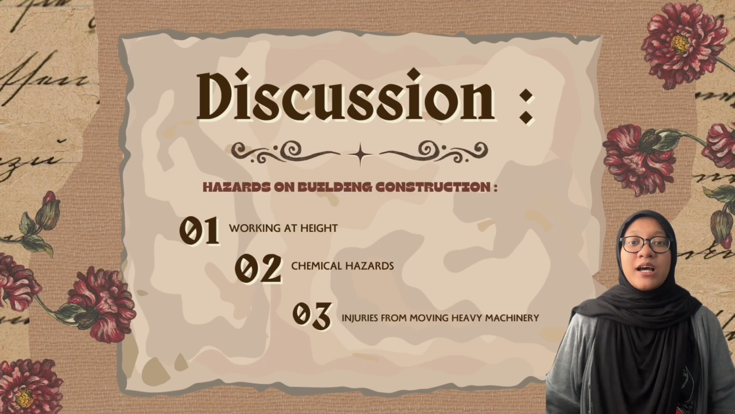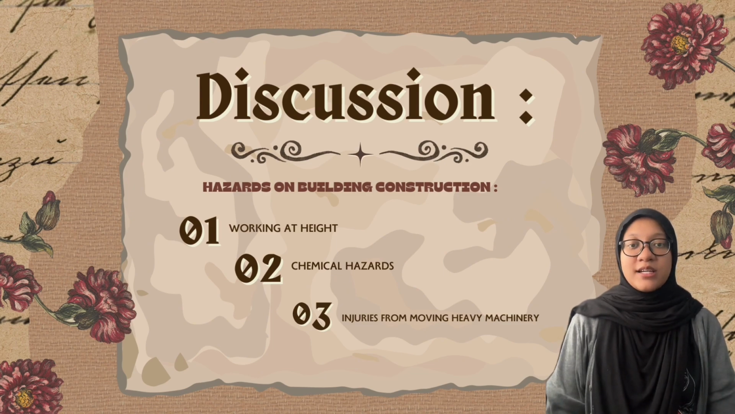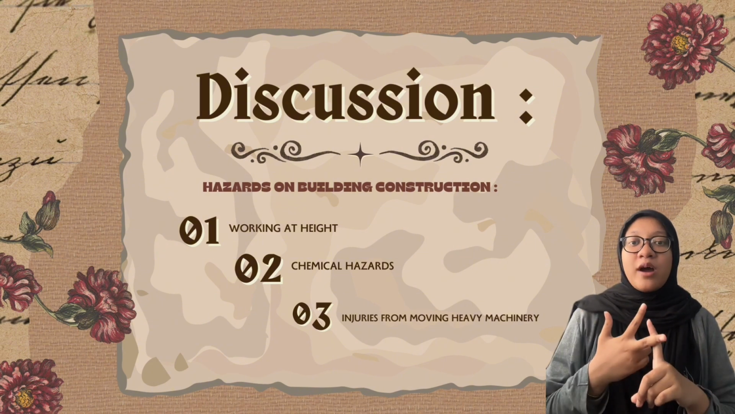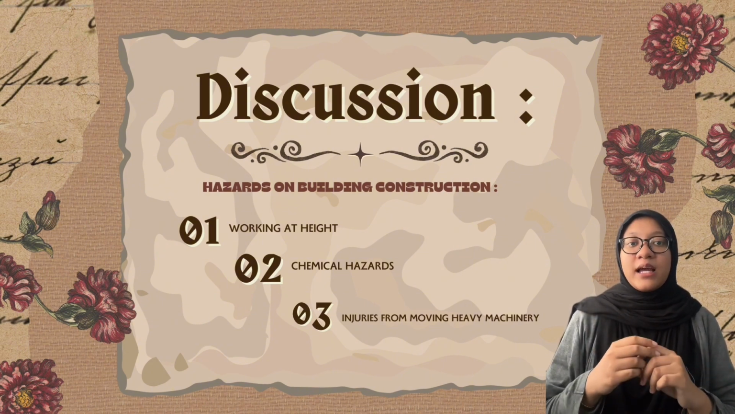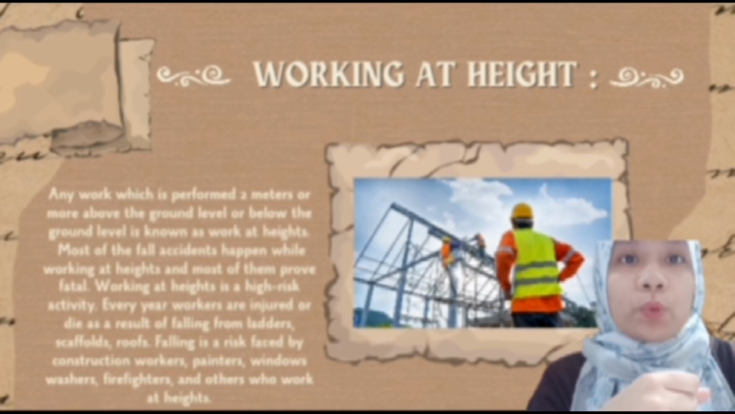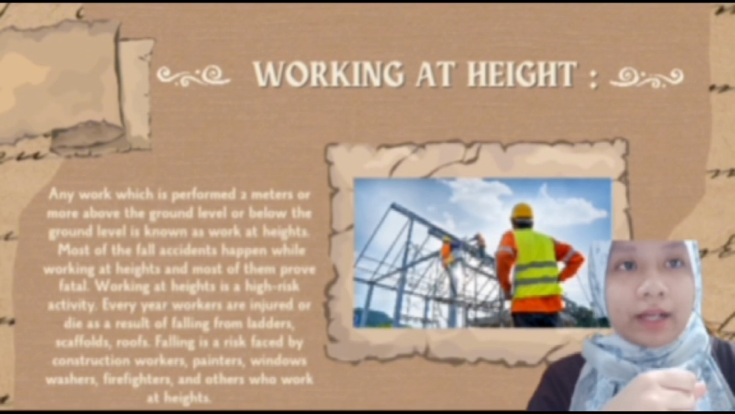In discussion, we're going to talk about three hazards at building construction. The first one is working at height. Second, chemical hazards. And the last one is injuries from moving heavy machinery. Discussion. The first one is working at height. So, what is working at height? Working at height means any work which is performed 2 meters or more above the ground level or below the ground level.